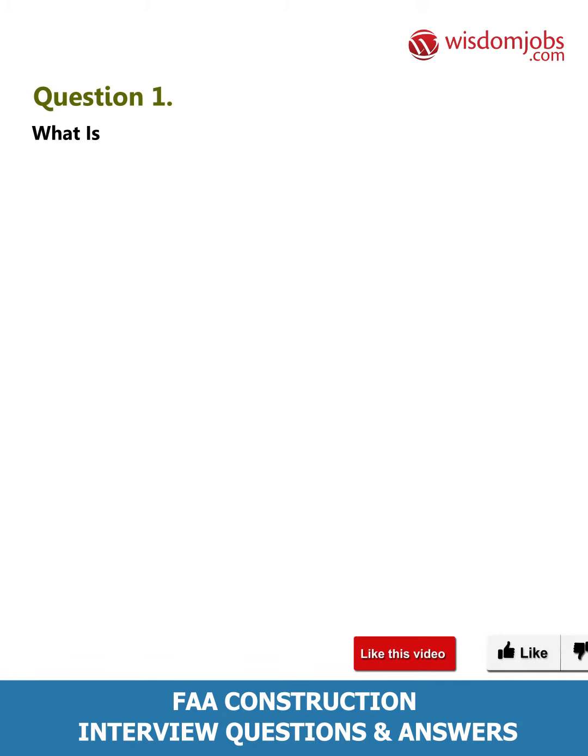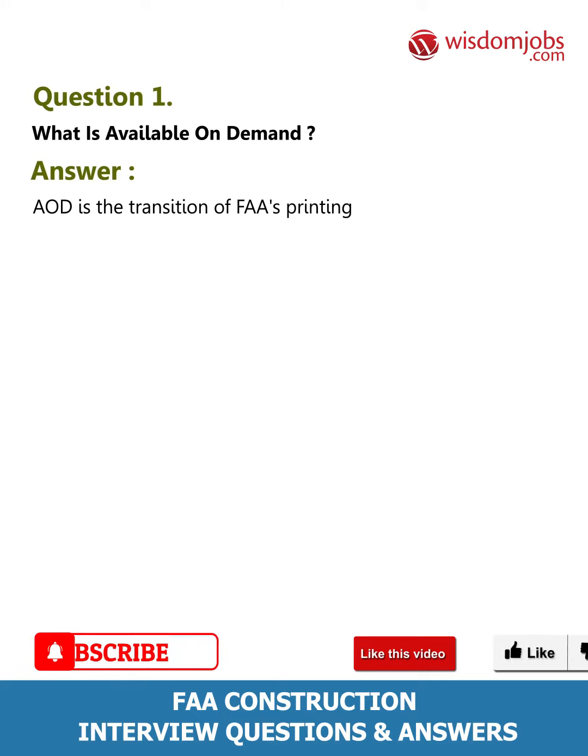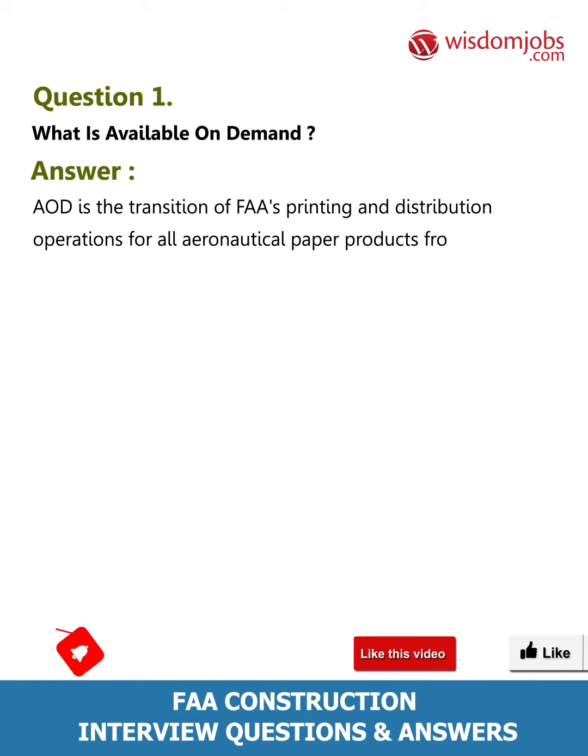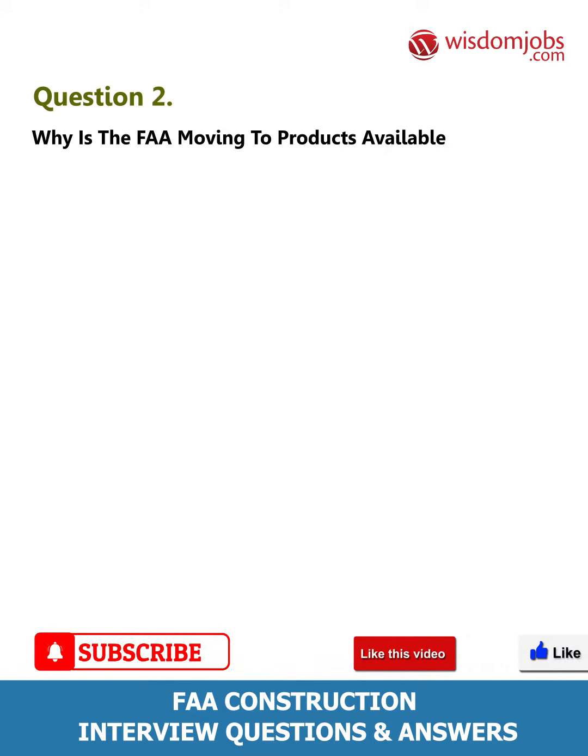Question 1. What is available on demand? Answer. Audit is the transition of FAA's printing and distribution operations for all aeronautical paper products from the FAA to small business. Question 2. Why is the FAA moving to products available on demand?